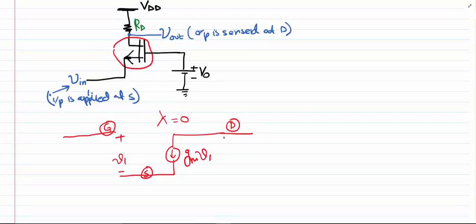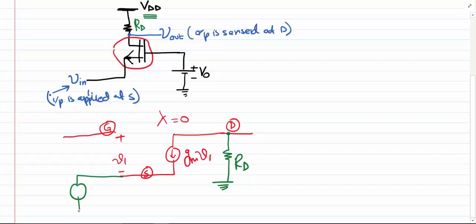Now that we have the small signal model for n-MOS, let's populate the rest of it with the components that are left in the circuit. RD is connected between the drain and VDD. The VDD terminal goes to the AC ground in the small signal model, so we'll have RD coming from the drain into the AC ground. The input is applied on the source side, and the output is sensed from the drain.